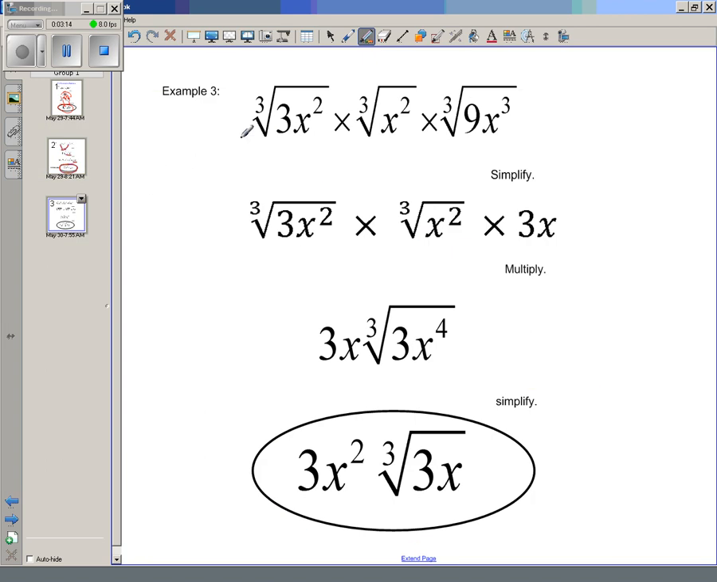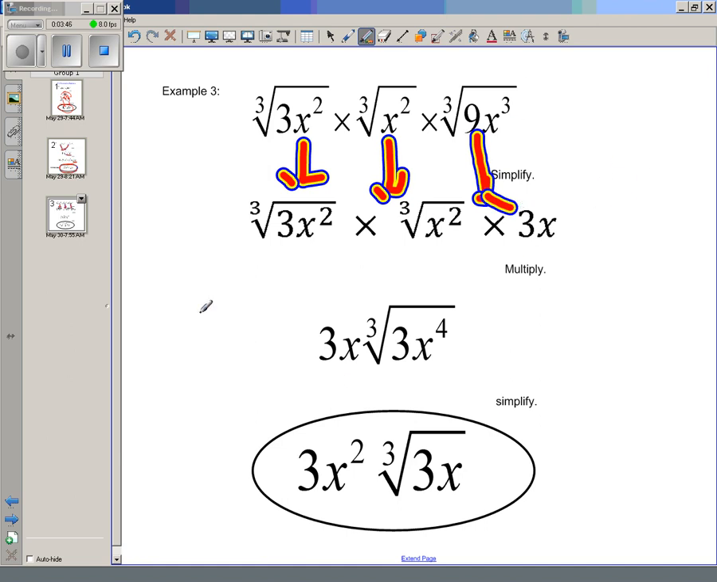Third and last problem, now we're going to use cube roots. We're going to do cube root of 3x squared times cube root of x squared times cube root of 9x cubed. You just drop down the other two, like in the first two problems, and then you're going to simplify the last radical into 3x.